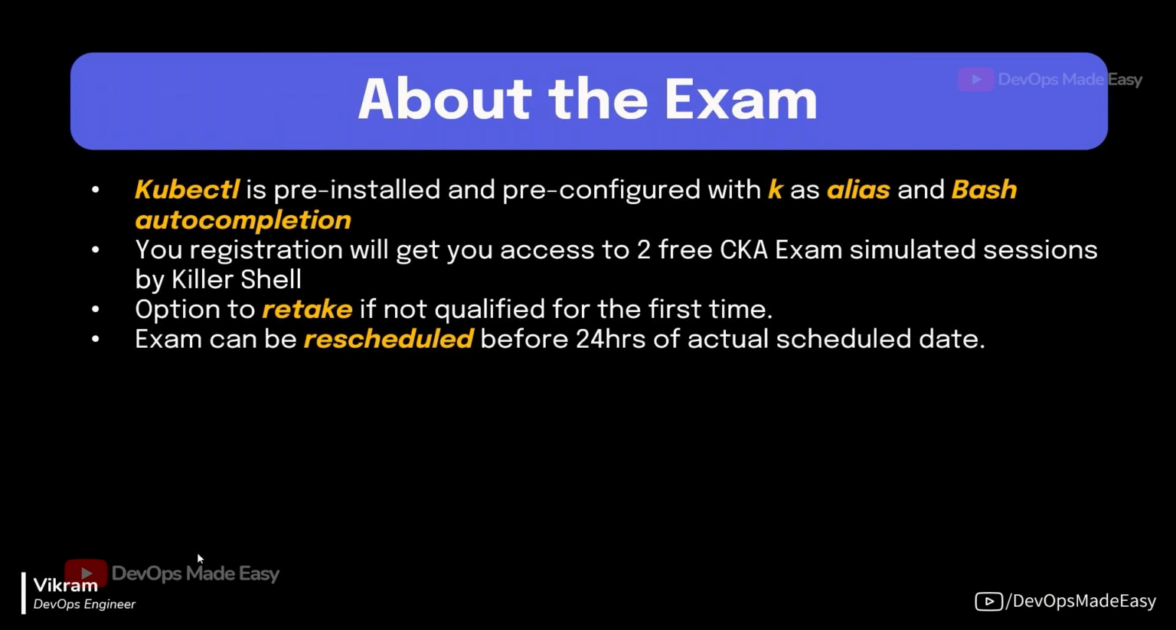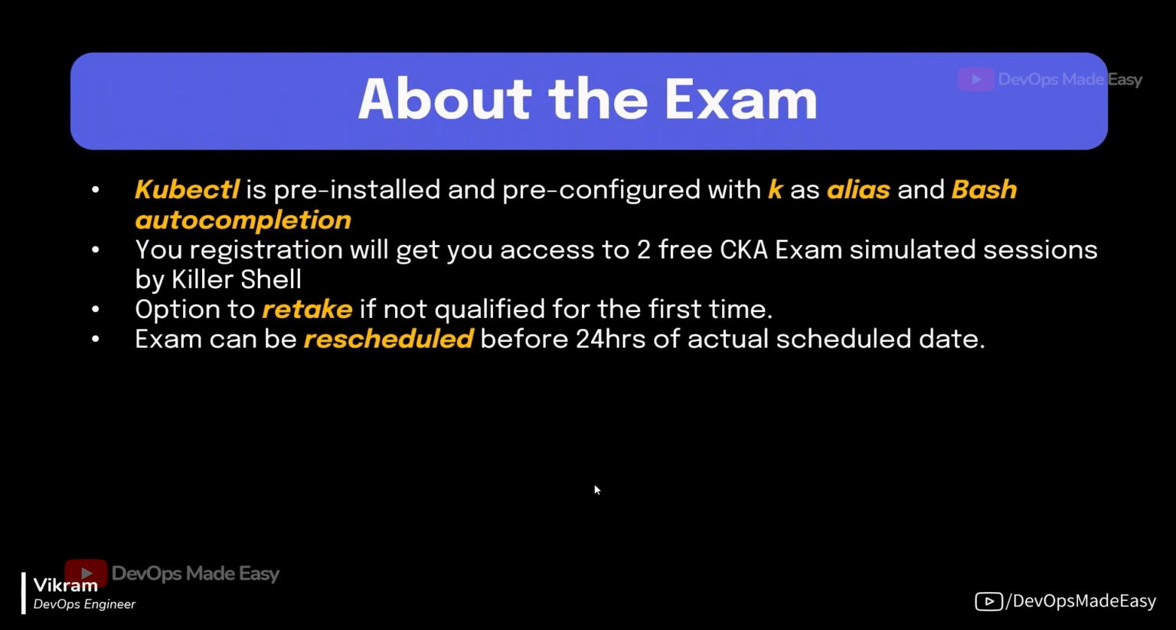If you have not qualified for any reason, you have an option to retake the examination. The retake will only be activated if you fail the examination. If you pass the first time, you cannot take a retake. Also, once you schedule an exam, you can make modifications like rescheduling only before 24 hours of the scheduled date. After that you cannot reschedule the examination. You'll have to take it.